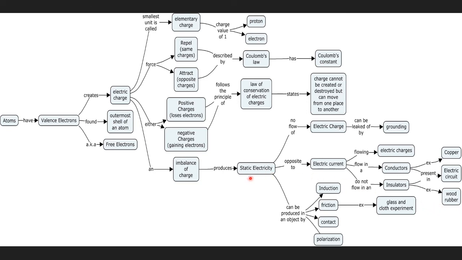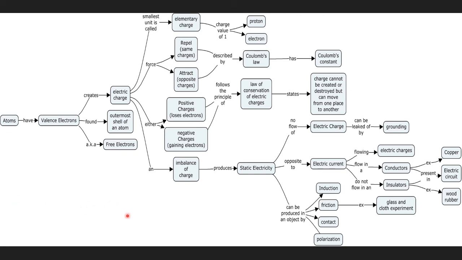And going back to static electricity, it can be produced in an object by means of induction and also by means of friction. An example of friction is a glass and a cloth. When you rub them together, the cloth will catch some of the electrons from the glass rod. Another way of charging an object is by means of contact, and another way is polarization. Polarization and induction can be treated as one.